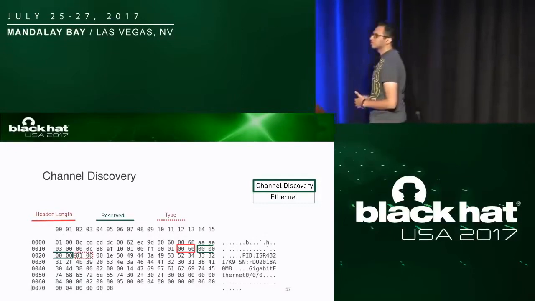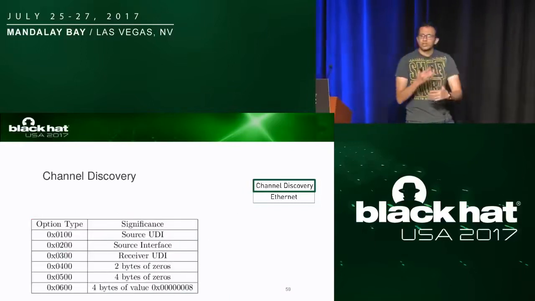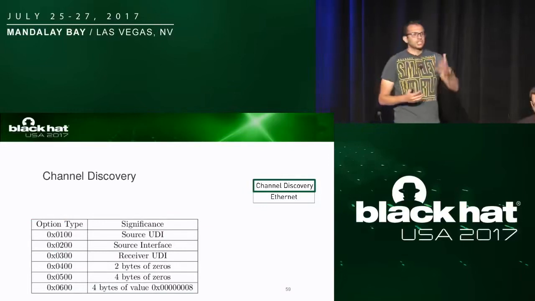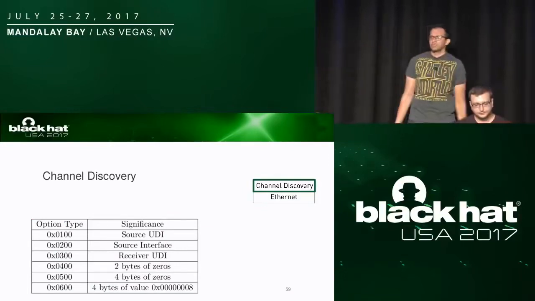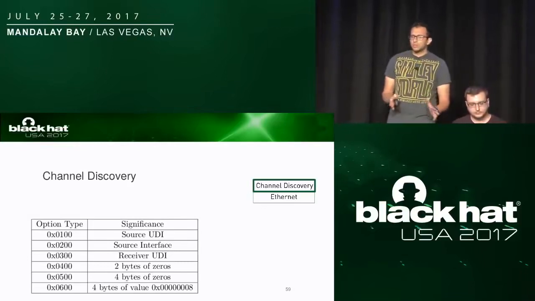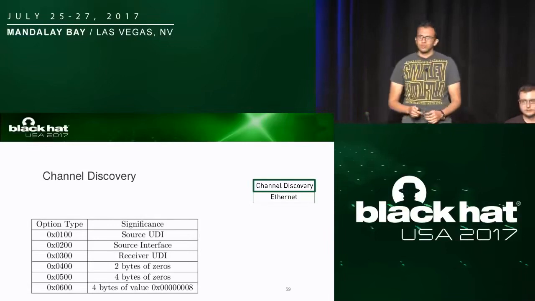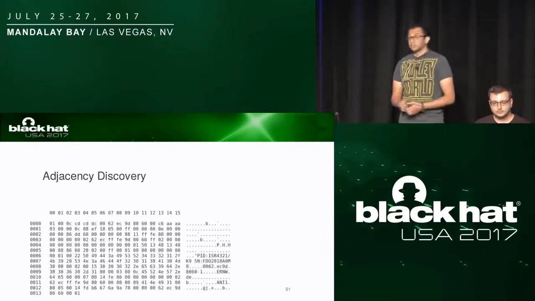For the available types for the channel discovery, here they are. Some are for the UDI, what we mean by UDI is the serial number of the device plus the model, or the receiver, or if we are speaking about interfaces. Well, this is quite simple for the channel discovery, but what about the adjacency discovery? It's a little bit bigger.